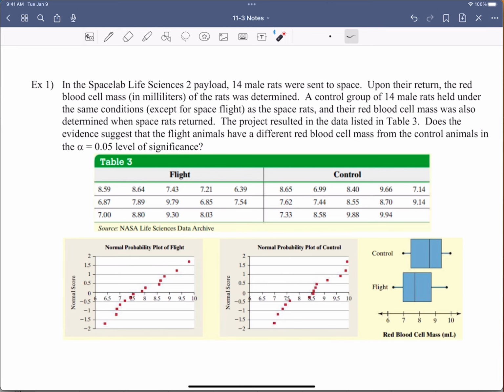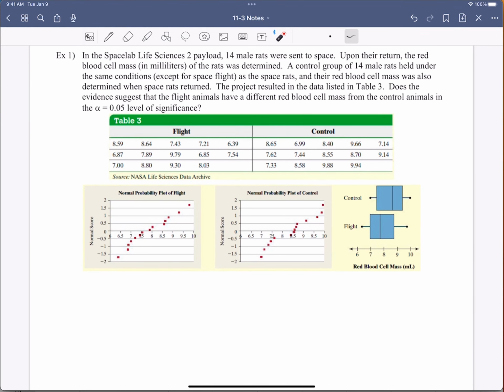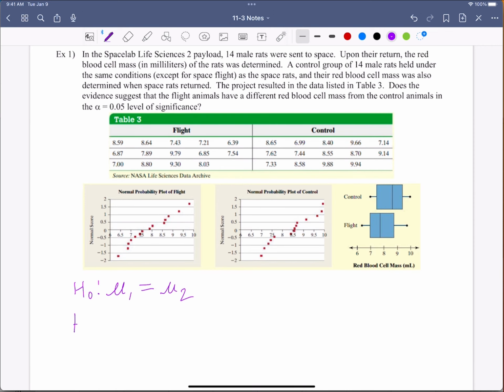So let's make our hypotheses. Let's scoot this up, trying to get both of them in here so we have the info. So this is saying I want to know whether the mean of my first group is going to equal the mean of my second group. That is my null because they are both sets of rats, right? And so that's my null hypothesis.